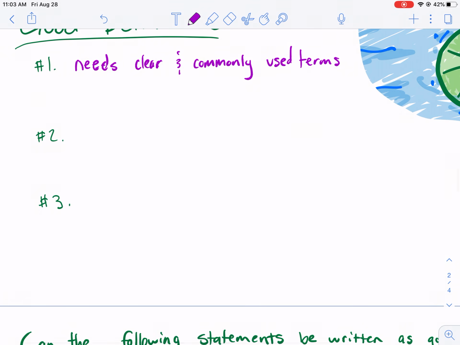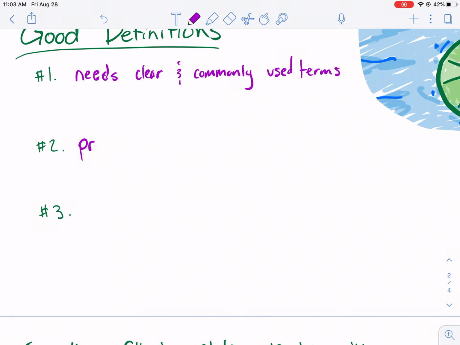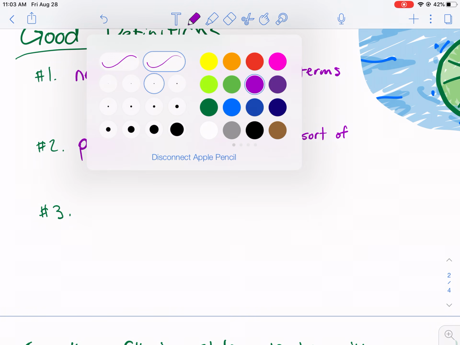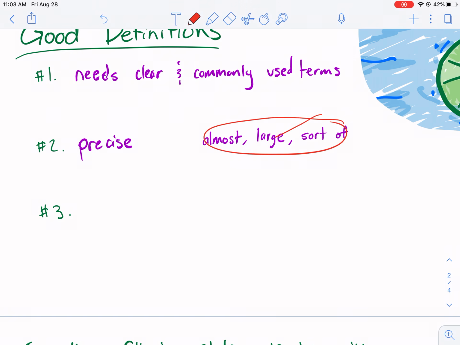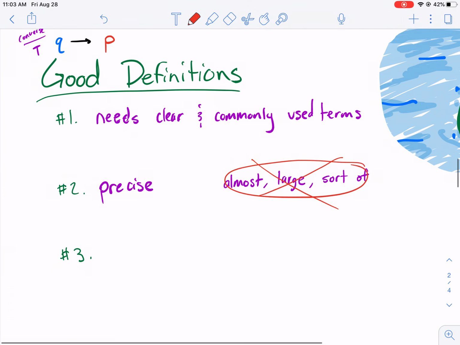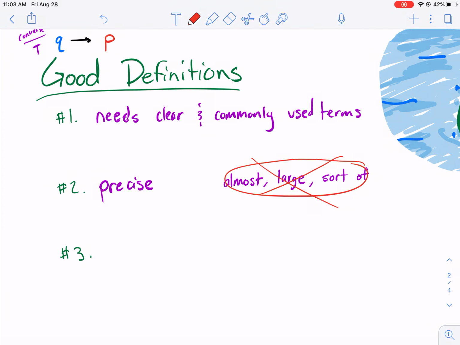Number two, it needs to be precise. You can't have ambiguous stuff like almost or large or sort of or sometimes. Okay, those aren't clear, so those are out. Don't use stuff like that. It needs to be precise. So in this example, we said 180 degrees. That's very precise. And, of course, it needs to be reversible.